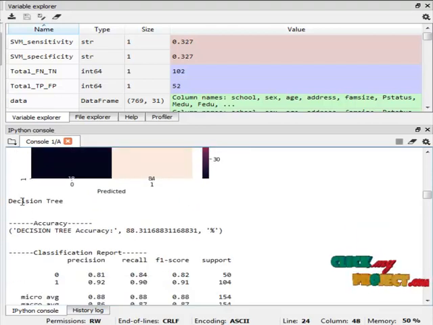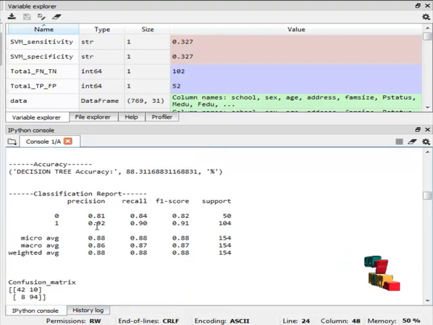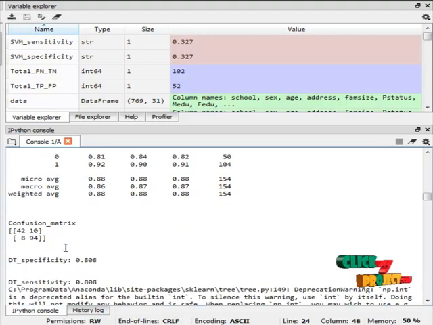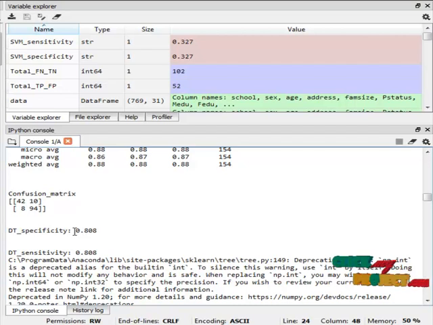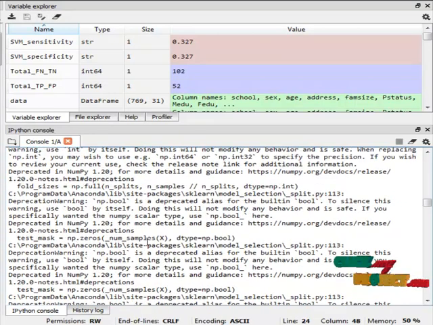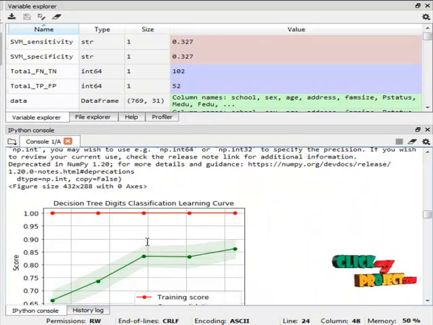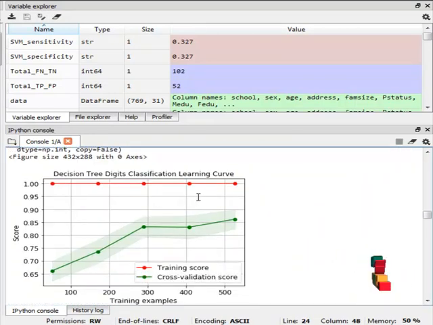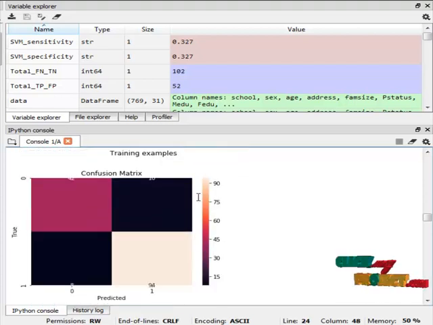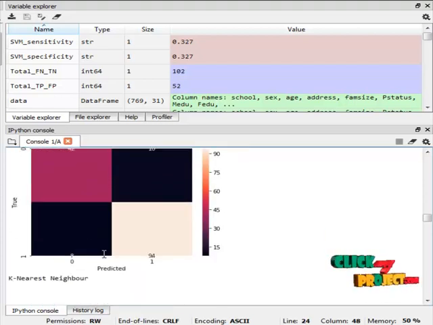Another algorithm is the decision tree algorithm, and its accuracy is 88%. These are the classification report of the decision tree algorithm. This is the confusion matrix of the decision tree algorithm, and the decision tree specificity is 0.808 and sensitivity is 0.808. And this is the learning curve of the decision tree algorithm, and this is its confusion matrix.